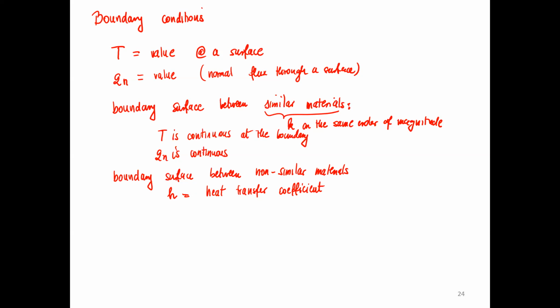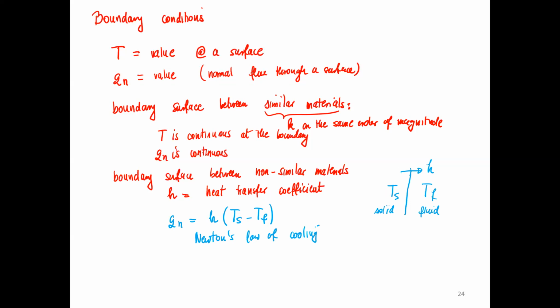And then my Qn, so let's say that I have a boundary and there is solid here and fluid here on the other end. There is a certain effectiveness of transfer described by H. And then I have something called Newton's law of cooling, saying that Qn is H times (Ts minus Tf). So the boundary conditions can have a form like this. Again, non-similar means that I have different orders of magnitude in thermal properties.